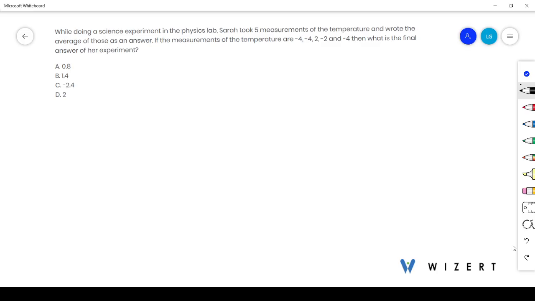Our question is, while doing a science experiment in the physics lab, Sarah took 5 measurements of the temperature and wrote the average of those as an answer. If the measurements of the temperature are -4, -4, 2, -2 and -4, then what is the final answer of her experiment?